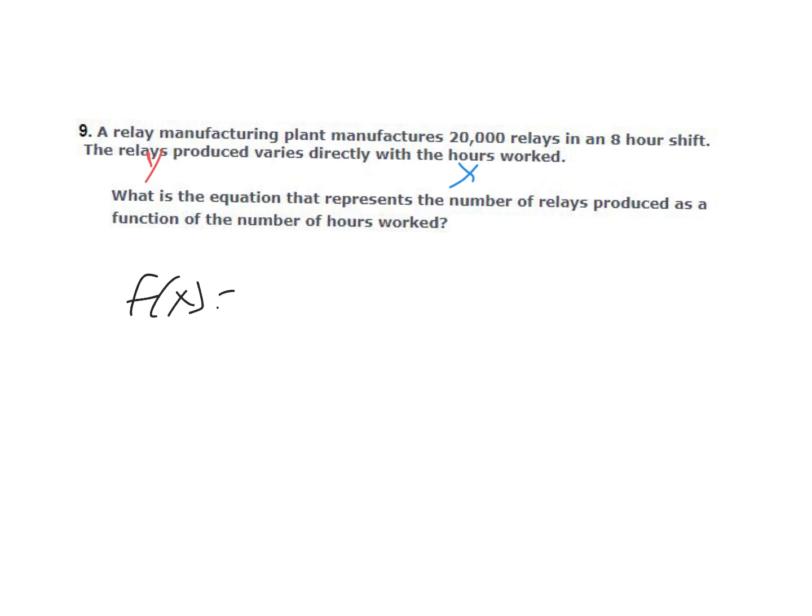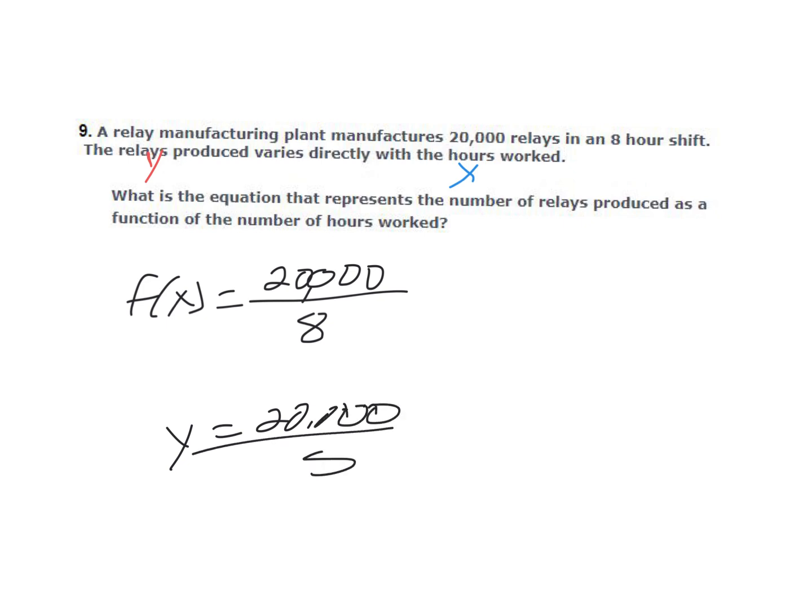F of x is equal to the 20,000 relays divided by the 8-hour shift. Or maybe it's just in equation form of 20,000 divided by 8. All right.